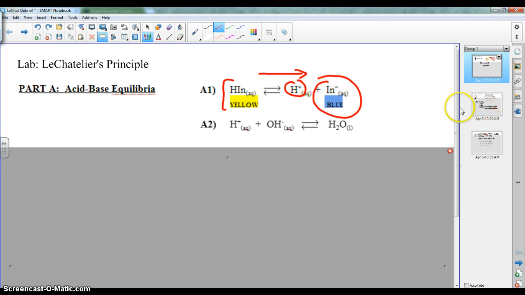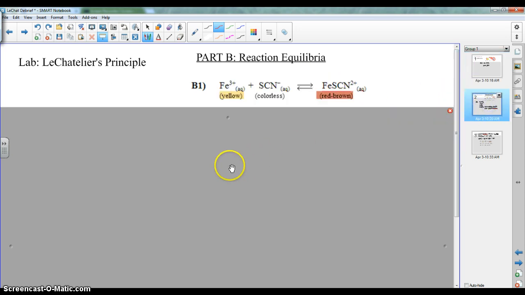Now, the second equilibrium that we messed with yesterday was the reaction equilibrium, which involved a couple different ions, the iron 3 ion and the thiocyanate ion, SCN minus. And we did a couple things to mess with this equilibrium. At first we put just a solution of iron 3 nitrate and we added some KSCN, or vice versa. I think we started with the KSCN. And it became a yellowish color.